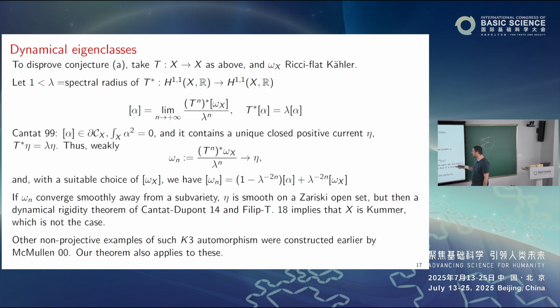And Cantat proved that it contains a unique closed positive current eta, which therefore, by uniqueness, has to satisfy the same equation as the class. So it's an eigencurrent. It's stretched by the dynamics. By the way, if you're really a purist, you can protest that I'm pulling back currents instead of pushing forward currents. Okay. You can push forward also this equation, but in fact, you can define a pullback for these currents, which are closed (1,1) currents. In any case, you can push forward if you want.